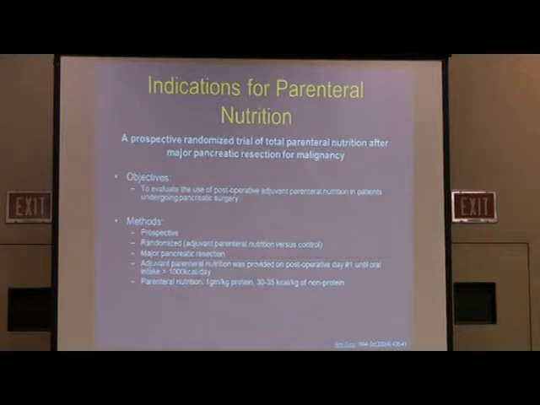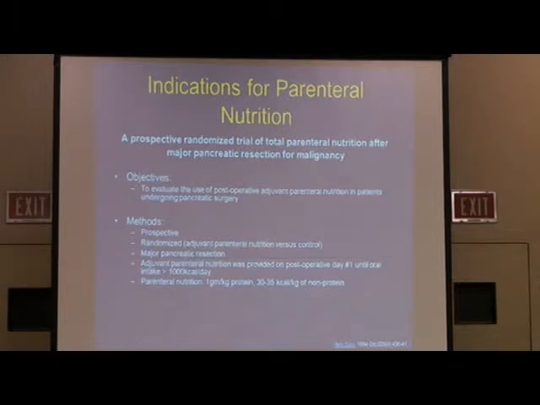So some more literature. This study looked at the use of postoperative adjuvant parenteral nutrition in patients undergoing pancreatic surgery. This was a prospective randomized trial that looked at major pancreatic resection. The adjuvant parenteral nutrition was provided on post-op day 1, until the patients could take enterally over 1,000 kilojoules per day. The parenteral nutrition provided was 1 gram per kilo of protein calories, and then 30 to 35 kcals per kilogram of non-protein calories.